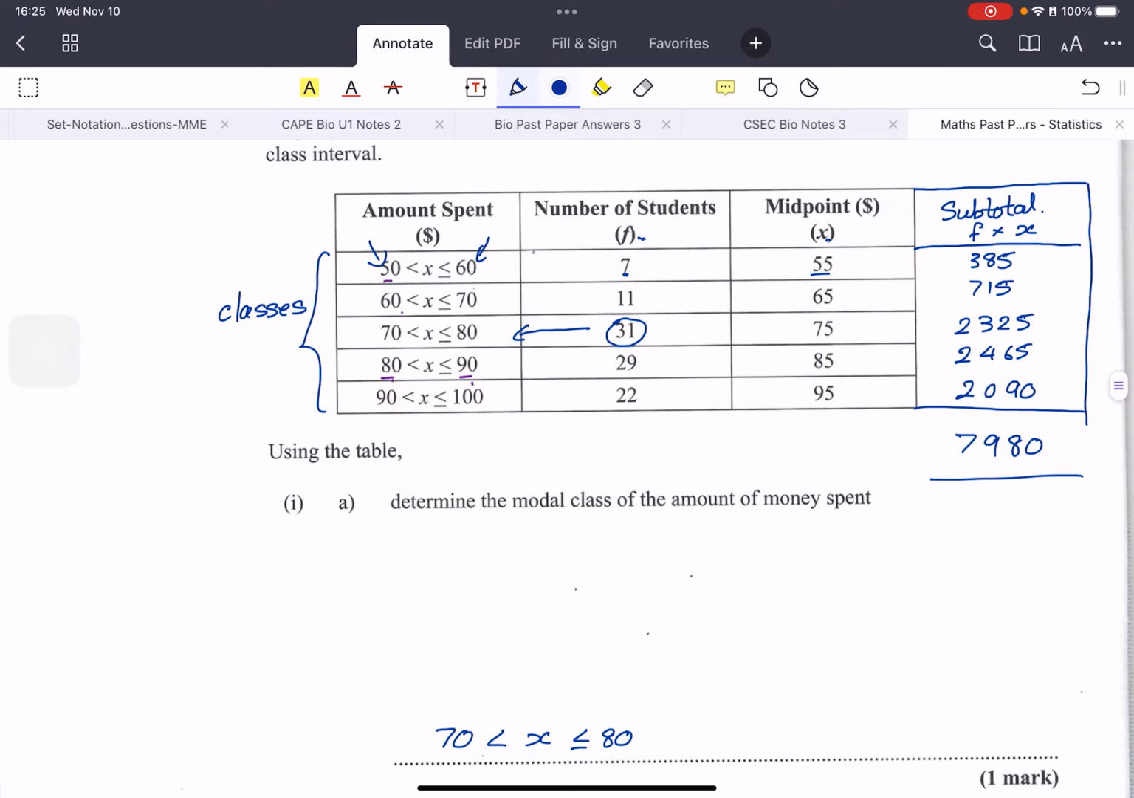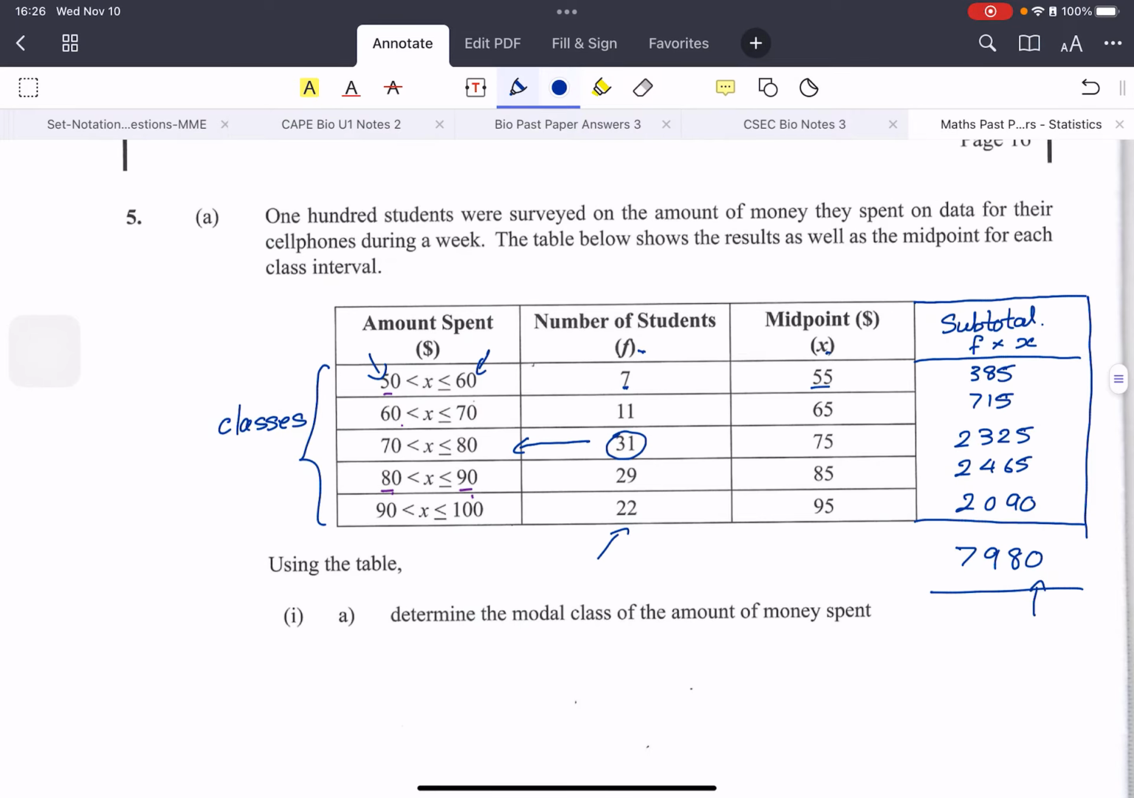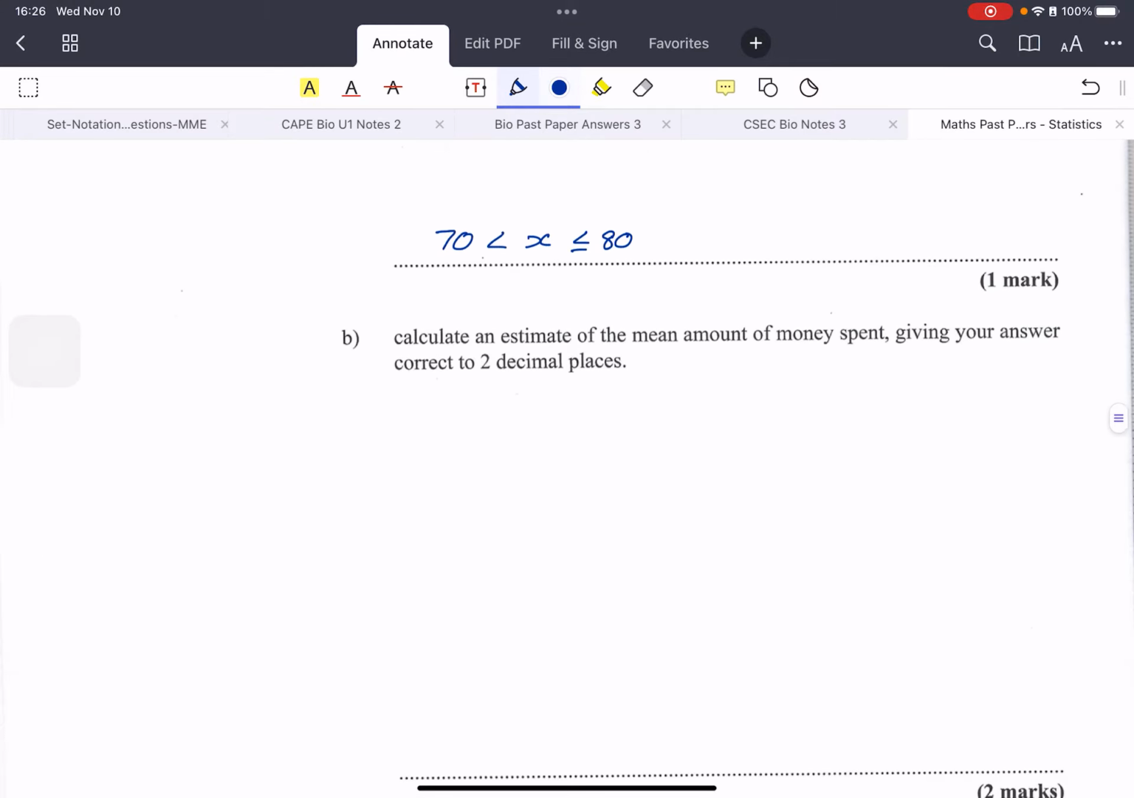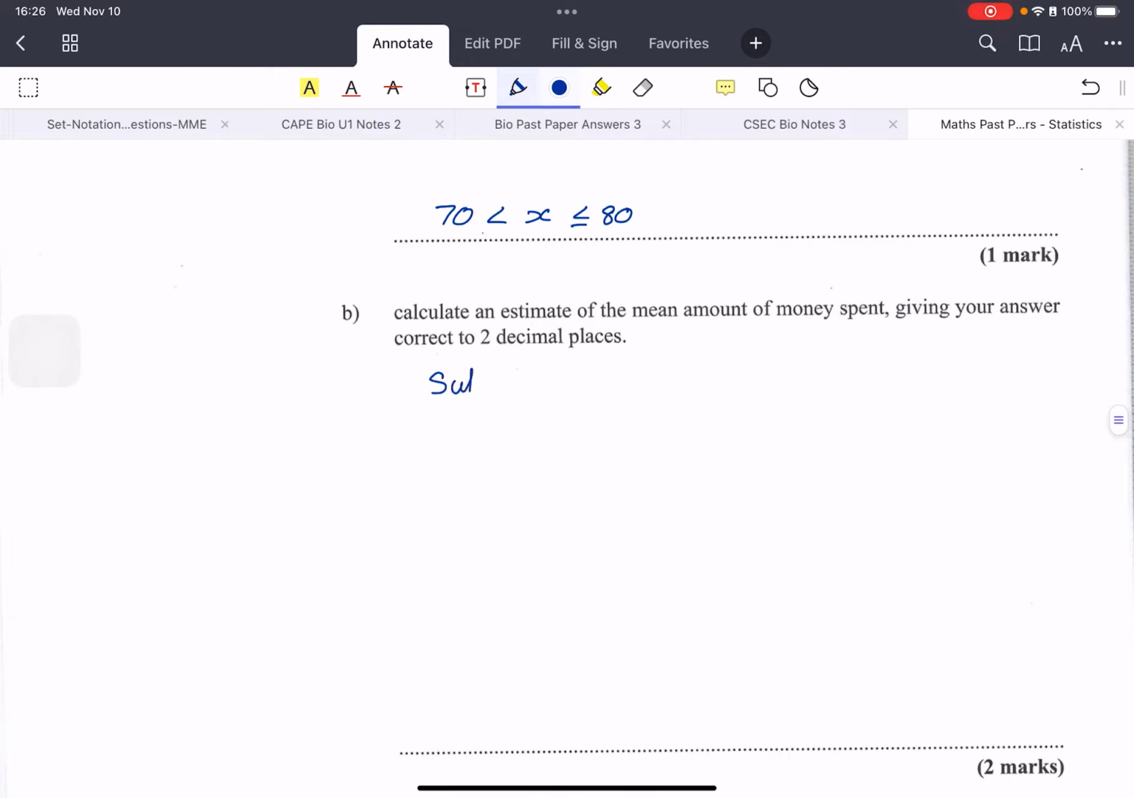The next thing we need to do now is to divide this number by our frequency. Okay? They said 100 students were surveyed. So simply, I now need to divide my subtotal by the total students. This is 7,980 divided by 100. And without using a calculator, we know the answer is 79.8. However, they said correct to 2 decimal places. So I simply need to add a 0 over there. That will give me my 2 decimal places.